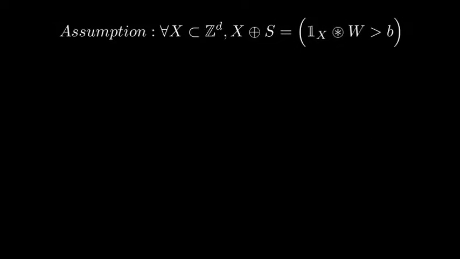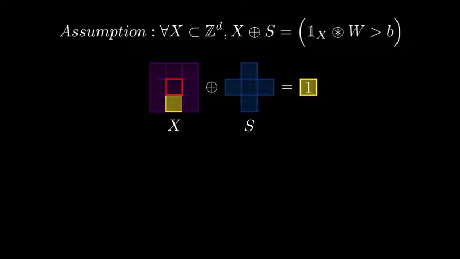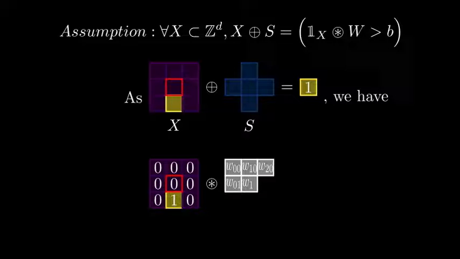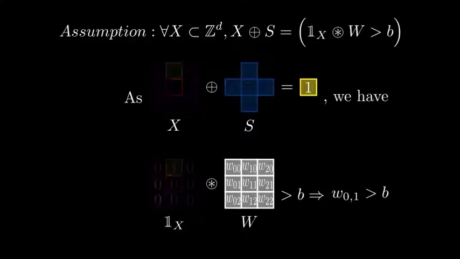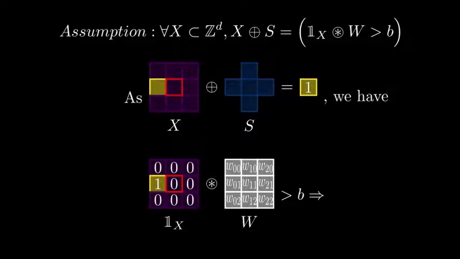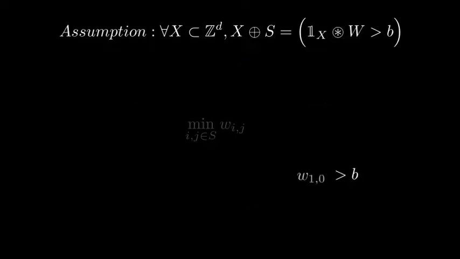We suppose that the equivalence between convolution and morphology holds. Then, by choosing specific inputs, we can derive inequalities between w and b. For example, let's take x being 1 pixel inside of S. Then the dilation is equal to 1, and the convolution, because of the assumption, is higher than b. Then we can derive an upper bound for b. This can be done for any pixel inside of S. This gives us the lowest upper bound for b.